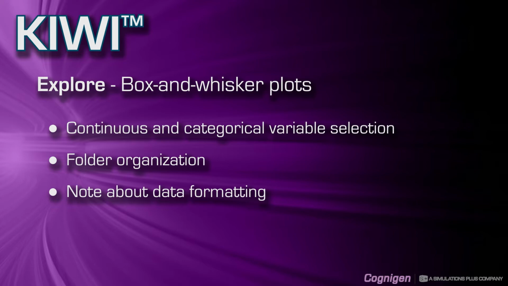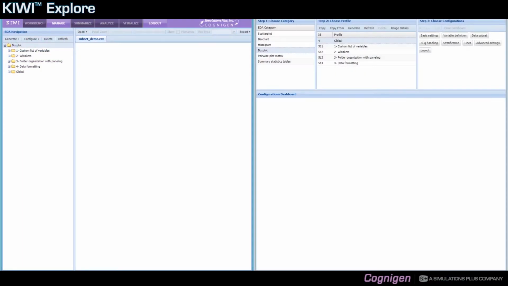I will talk about the organization of the folders in the navigation tree, and I will make a quick note about the importance of data formatting in box plots. I have opened KIWI Explorer and the Profile Manager for a single dataset called subset_demo.csv. This dataset is a population pharmacokinetic dataset that we have used in previous tutorials.